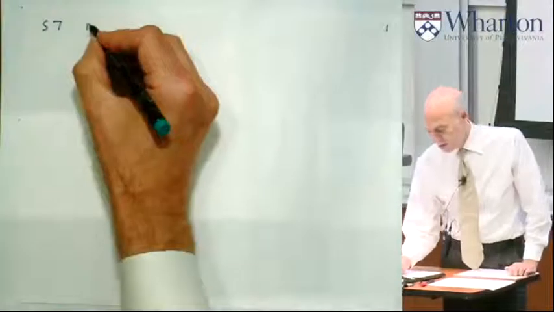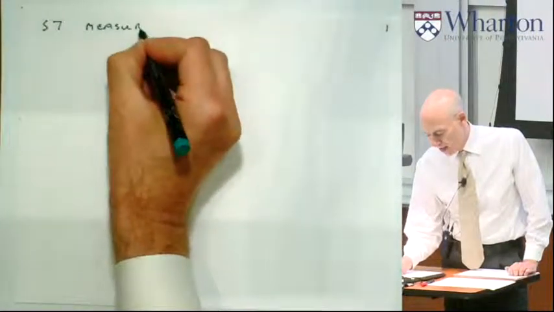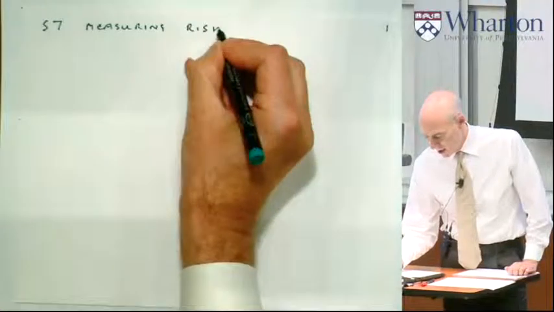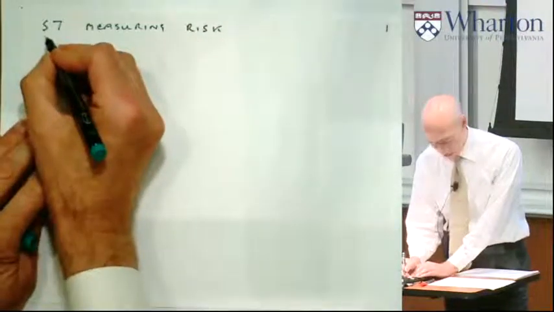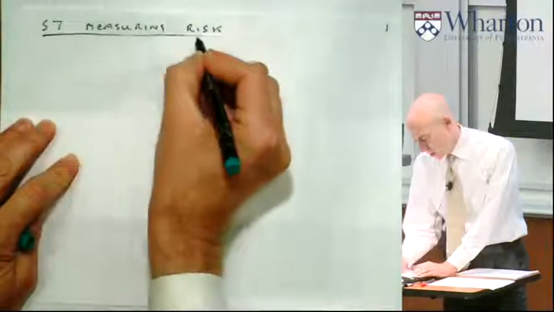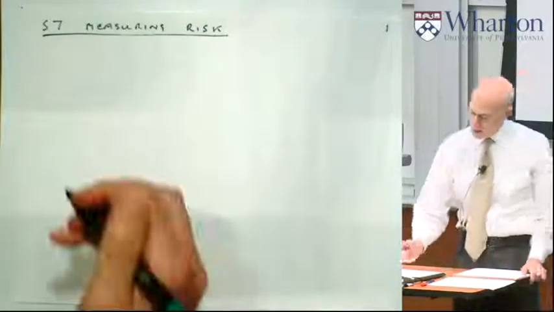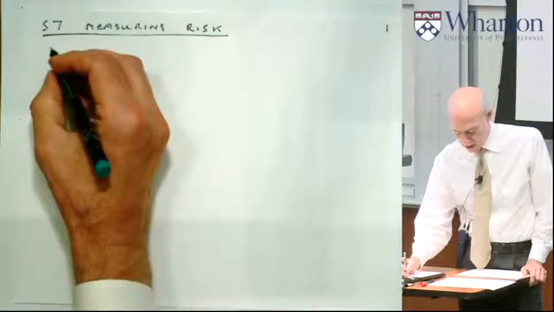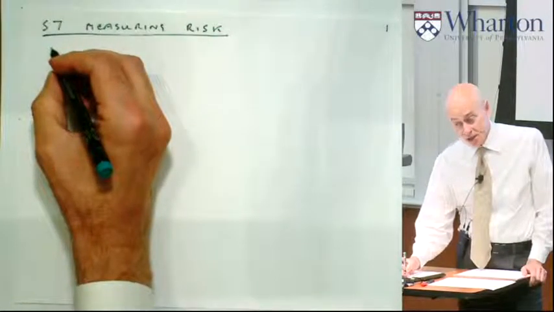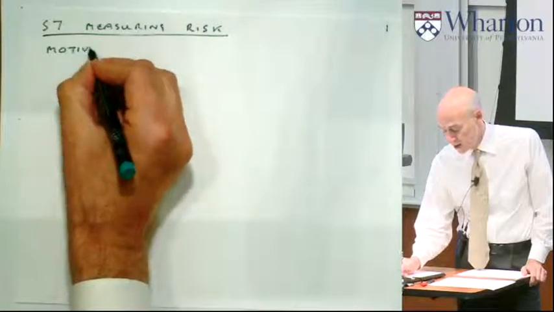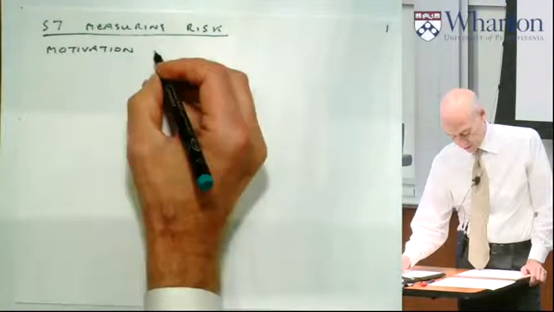So let's start with our discussion of risk. Section 7 is on measuring risk. Think about it. How do we measure it? How do we include it in our analysis? And we're going to start with 2 motivating examples because we've got a long way to go before we get results.